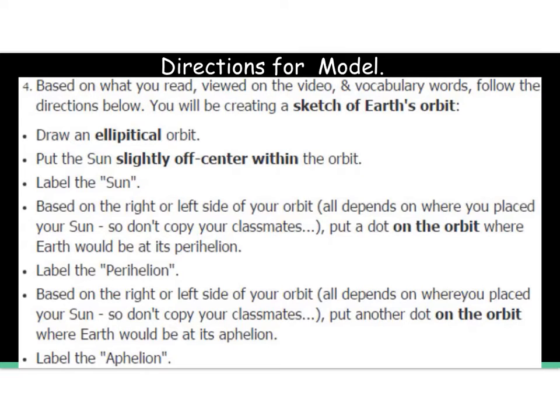Put a dot on the orbit where Earth would be at its perihelion. You may not know what that is, but you're going to know by the time you get to this. And make sure you're labeling it perihelion. Spelling and capitalization counts. Then based on that right or left side of your orbit, and remember, it depends where you placed your sun, don't copy those classmates, put another dot on the orbit where Earth would be at its aphelion. Okay? Label the aphelion. Spelling and capitalization counts.